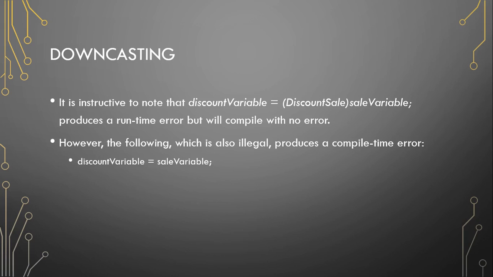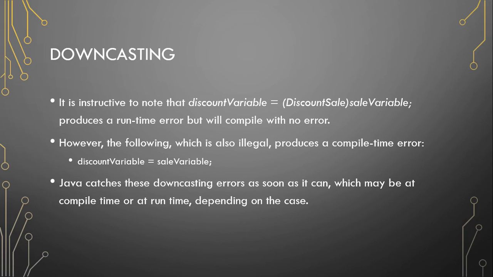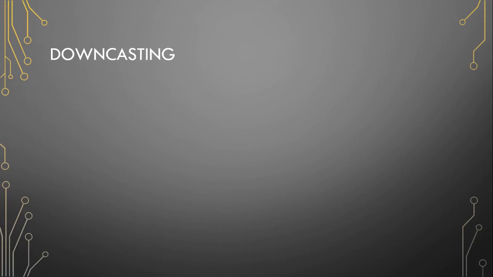However, if we do something like the following, which is also technically illegal, now we will get a compile time error. So discount variable equals sale variable. Now, Java catches these downcasting errors pretty much as soon as it can, which may be at compile time or at runtime, depending on the case. Sometimes if you're using an IDE, it has on-the-fly compiling, and it'll catch that stuff a little quicker. So it just depends on what you're doing. But you should note that one is a runtime error, one is a compile time error.